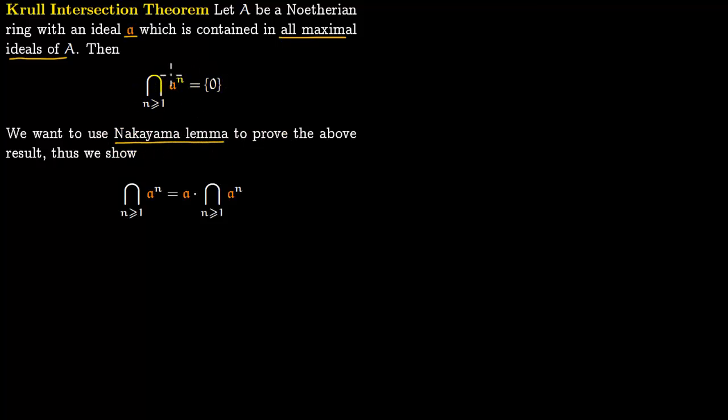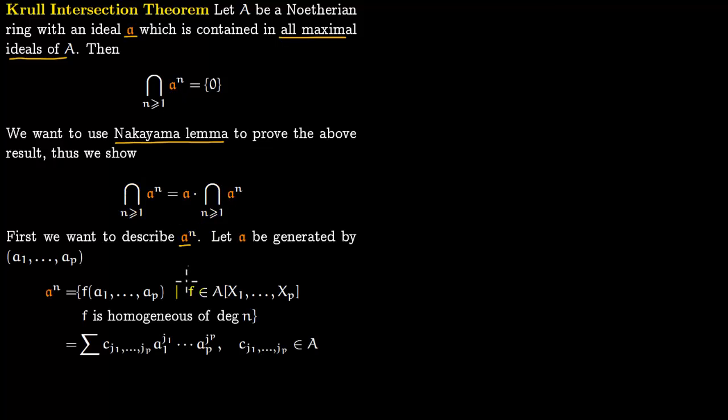In fact, we are going to show that we can decompose this as the product 𝔞 times again the intersection over n greater or equal to 1. If you have this, then by Nakayama's lemma this is just 0. So this is what we have to show. Before we can start, we have to first describe what this ideal 𝔞 raised to the n is.